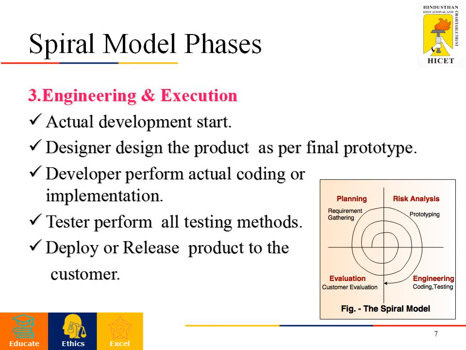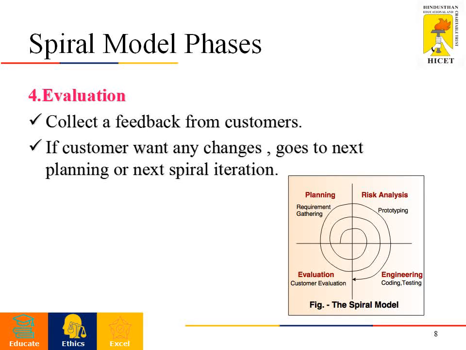After deployment, it moves to the customer evaluation phase. In this phase, they collect the feedback from the customer. If the customer wants any changes, it moves to the next spiral iteration. That means it moves to the first phase again: planning, risk analysis, engineering and evaluation.